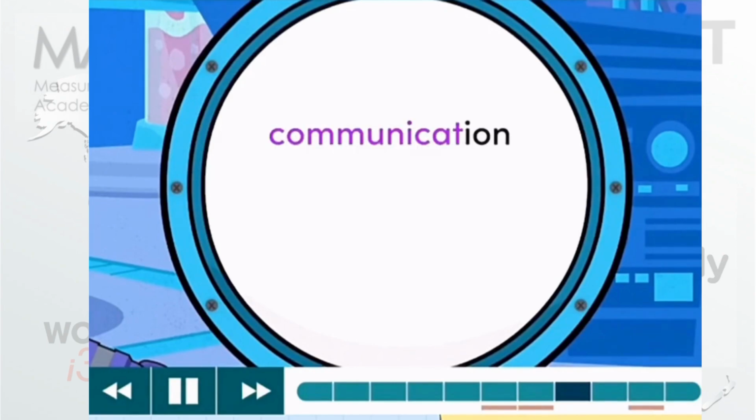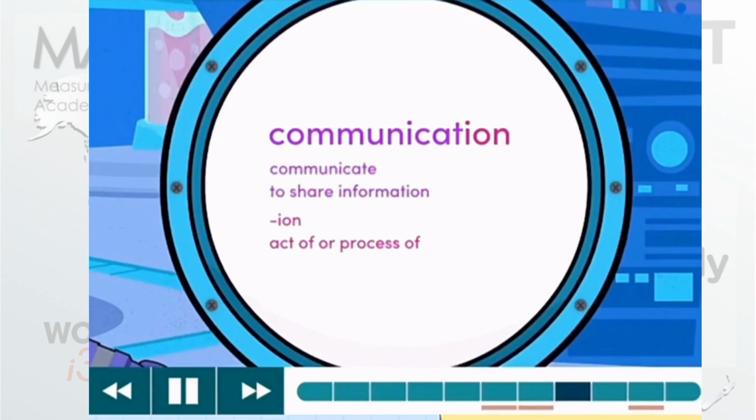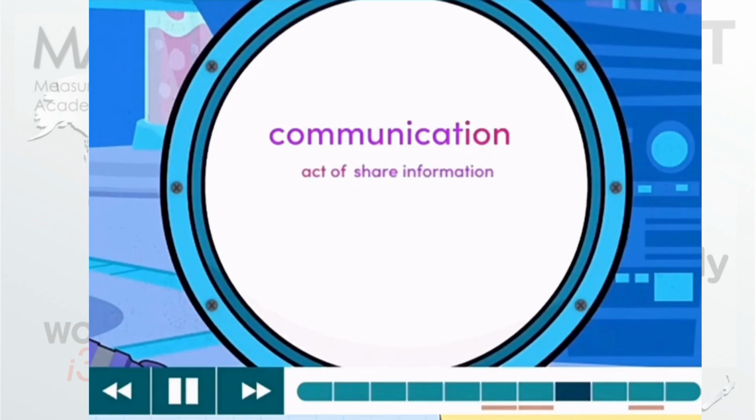This looks like the word communicate, but it's missing the silent E at the end. I'm glad you noticed that, Callie. Sometimes there's a spelling change when a suffix is added to a base word, so we need to remember that. The suffix I-O-N means act of or process of, and communicate means to share information. Now we put together the meaning of the base word and the suffix to get the meaning of communication. So, communication means the act of sharing information.